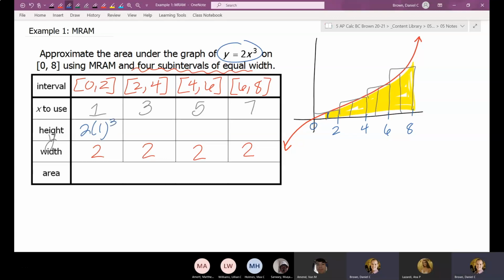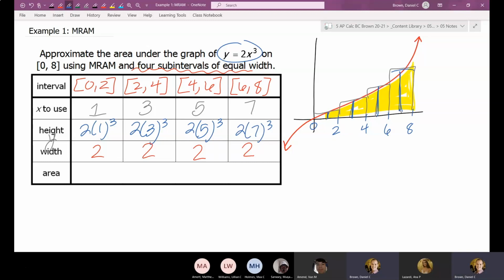What is the height of that second rectangle? 2 times 3 cubed. What is the height of that third rectangle? 2 times 5 cubed. And then what is the height of that last and final rectangle? 2 times 7 cubed. And then we just need to remind ourselves, what is the area of a rectangle?